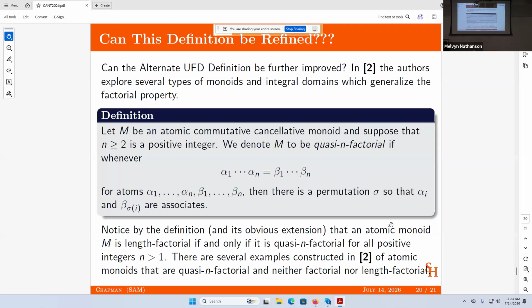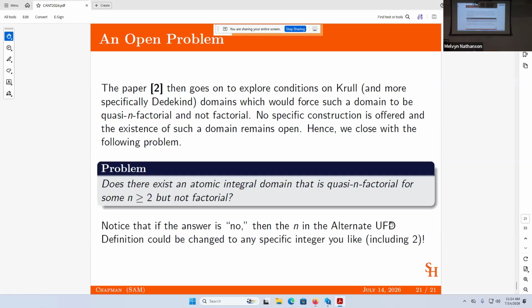And so this 30-year-old paper goes on a journey where the authors, me being one of them, try to build a quasi-2 factorial integral domain that is not factorial. And we never did it. The paper's just a big list of conditions. If the domain does this, you can't do it. If the domain does this, you can't do it. So we never build one, and that's essentially an open problem. Is there an atomic integral domain that's quasi-n factorial for some n bigger than or equal to 2 that's not factorial?